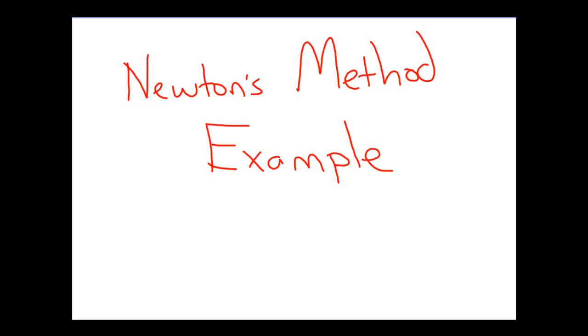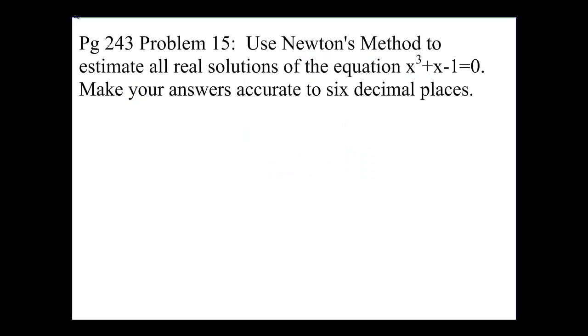So today we're going to be looking at a particular example. This one is out of the textbook. It's a rather lengthy example. Page 243, problem number 15. Use Newton's method to estimate all real solutions of the equation x cubed plus x minus 1 equals 0. Make your answers accurate to 6 decimal places.